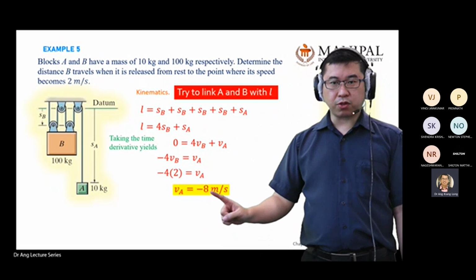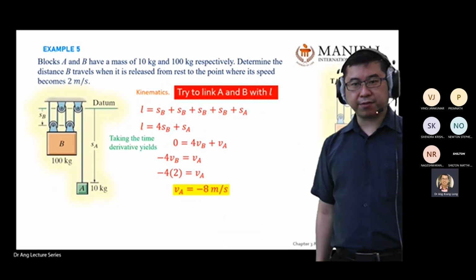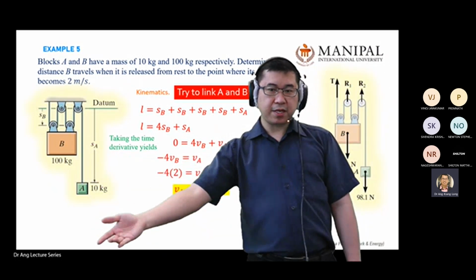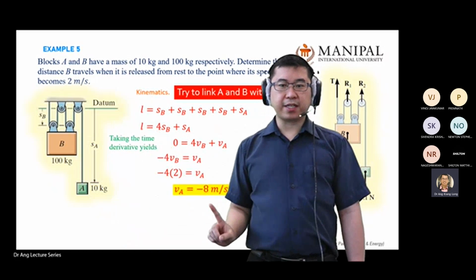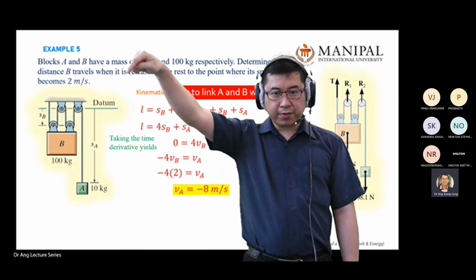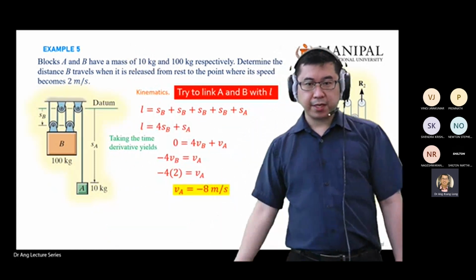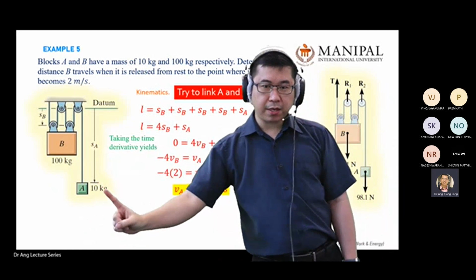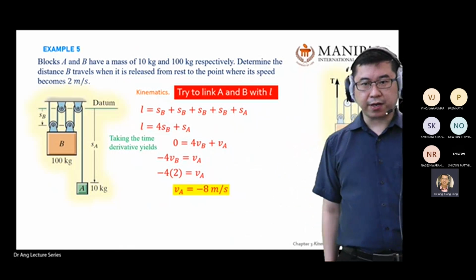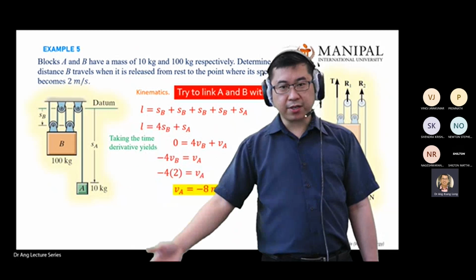So your VA equals minus 8 meters per second. Check the negative sign, correct or not? You let go of B, A moves up, Y negative. What is your SA? Positive direction, SA goes down. Why do you get negative? Because your A moves up when you let go of B. So that's why you get a negative sign here. If you get a positive sign, it doesn't make sense. It means something is wrong in your calculation.